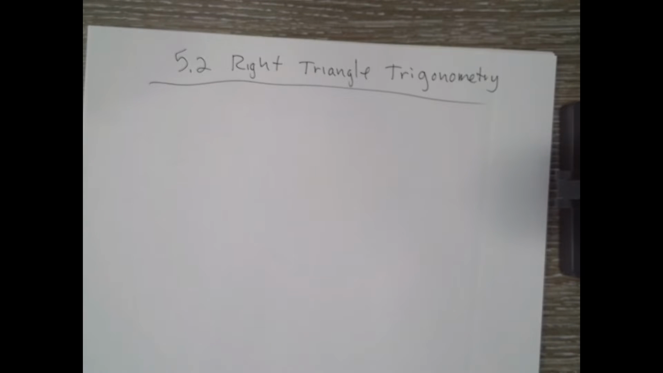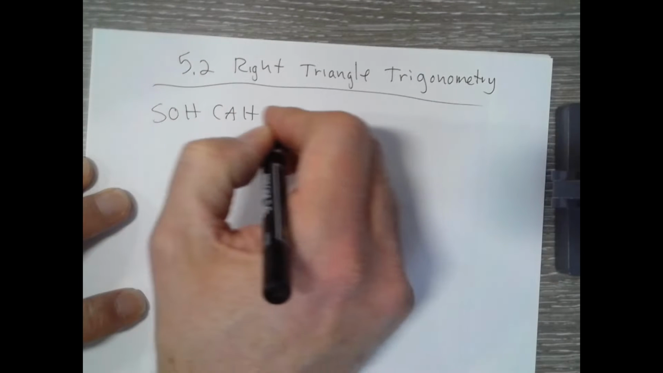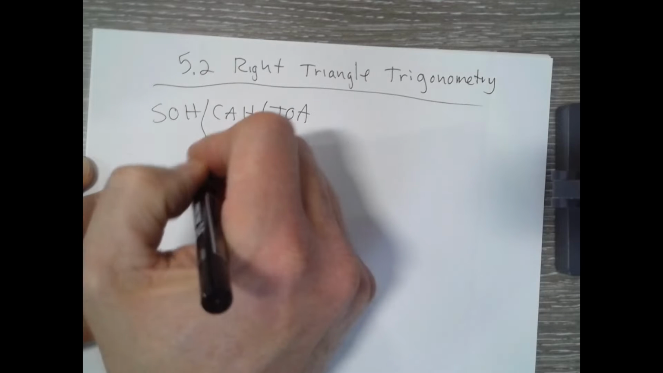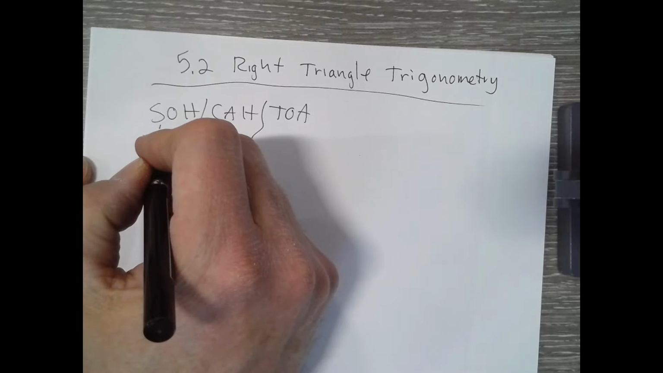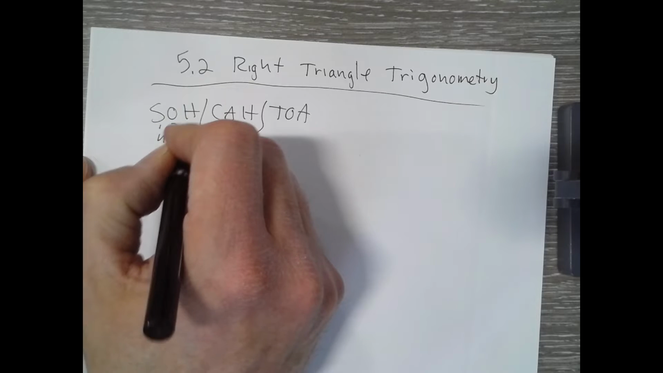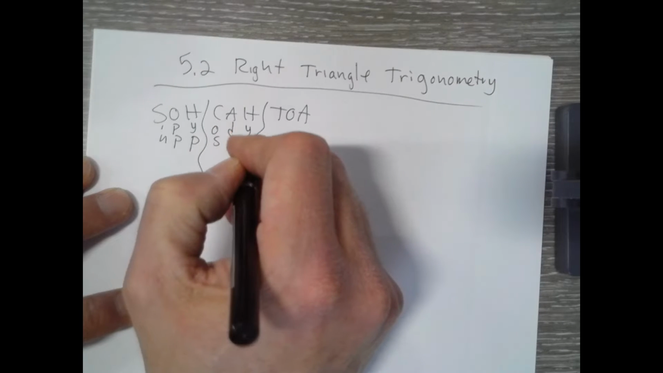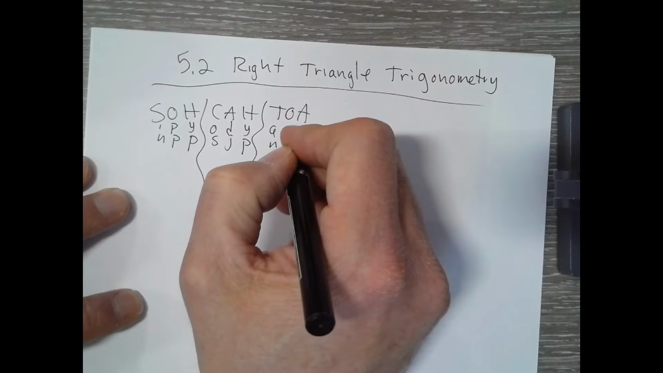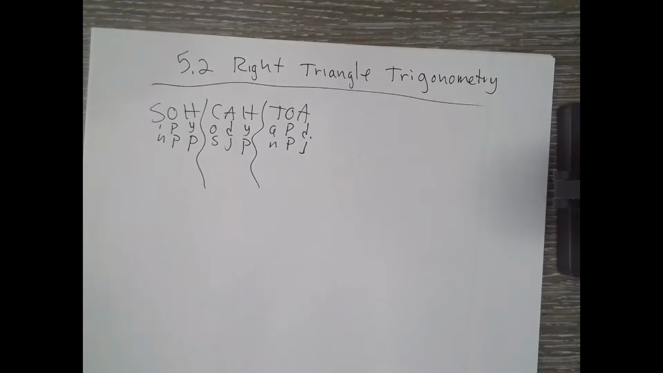Okay, so 5.2, right triangle trigonometry. SOH CAH TOA, everybody knows that, hopefully. That's sine is opposite over hypotenuse, cosine is adjacent over hypotenuse, and tangent is opposite over adjacent. So if you want to know the ratio for sine, cosine, and tangent, we use SOH CAH TOA, or you can memorize it a different way.